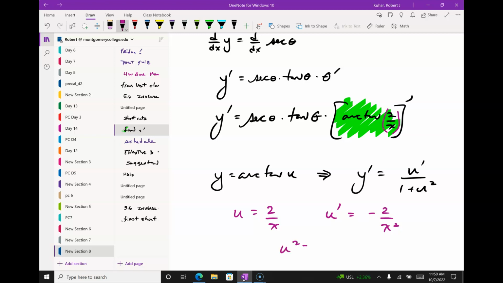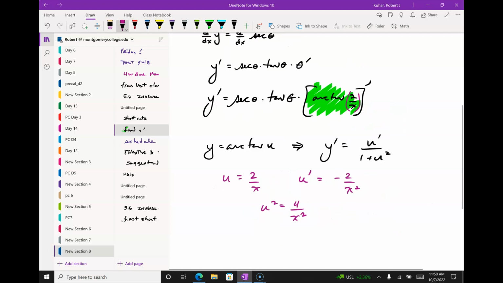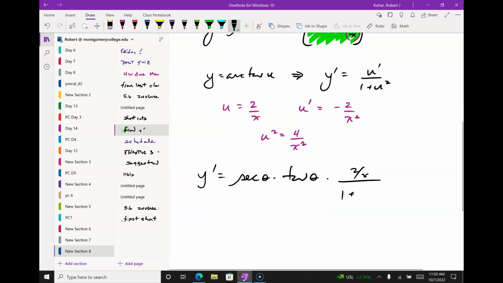U squared is 4 over x squared. Nice. Back to our problem. Y prime is secant of theta times tangent of theta times 2 over x over 1 plus 4 over x squared. Oh, sorry, negative 2 over x squared over 1 plus 4 over x squared. Right? U prime over 1 plus u squared.